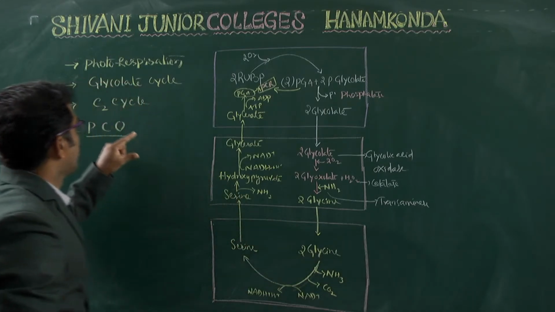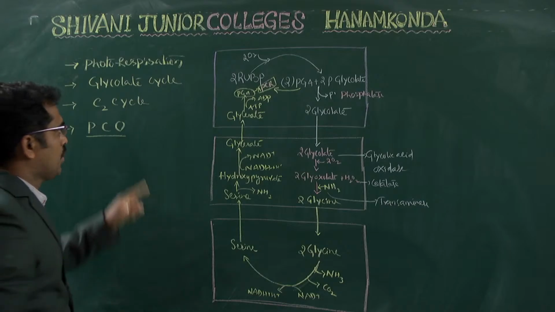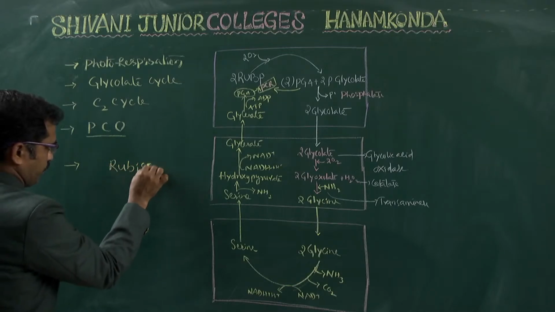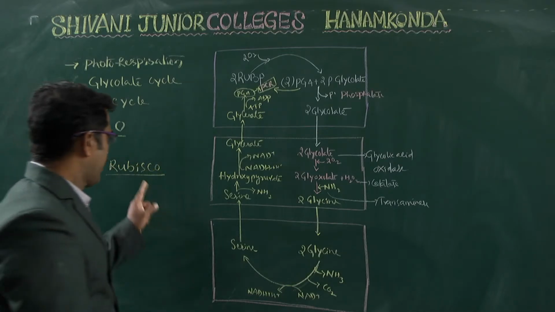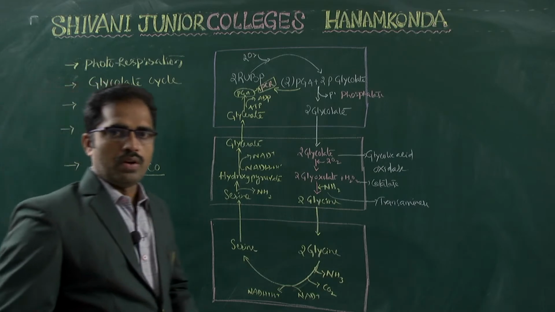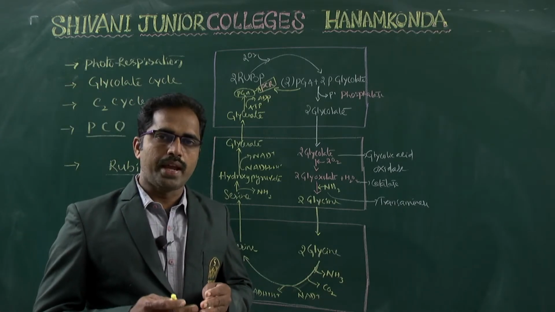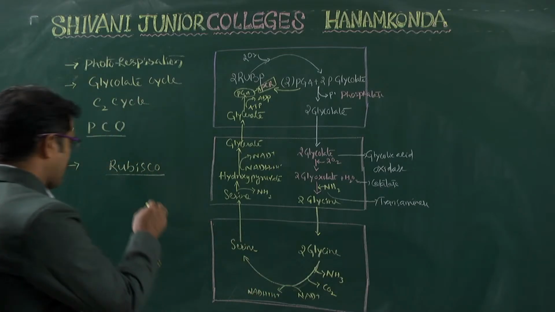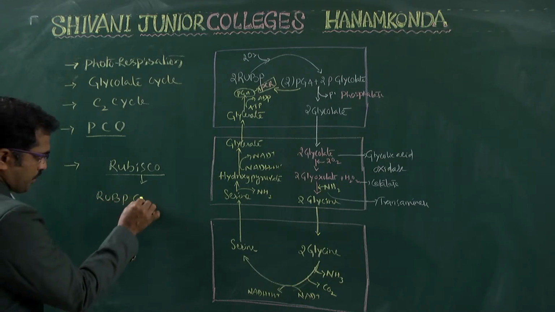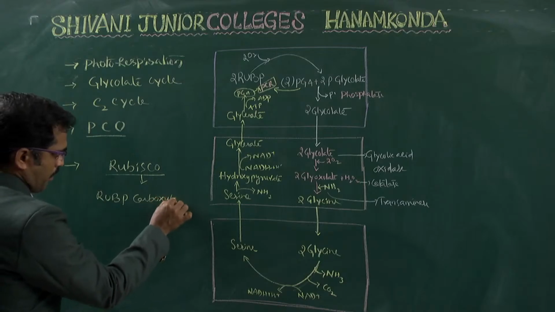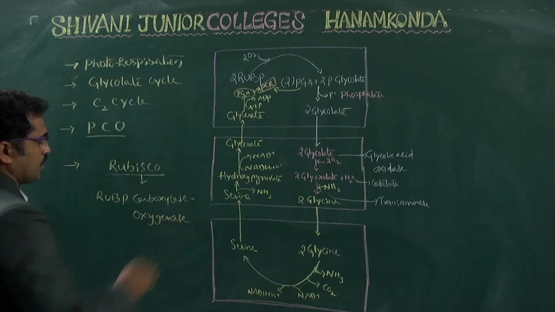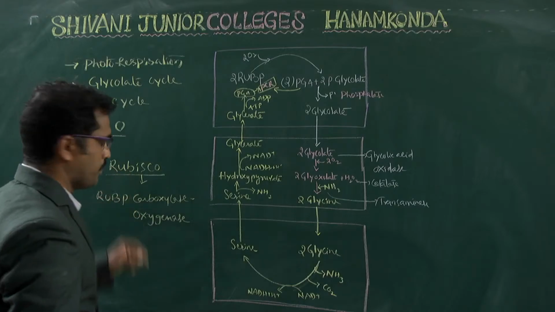Before we start the photorespiration mechanism, we have to know about the Rubisco enzyme once again. In the C3 cycle, we already discussed the Rubisco enzyme's role. This Rubisco enzyme plays a dual role. That is RuBP carboxylase and oxygenase. Okay, this is the dual role of Rubisco.